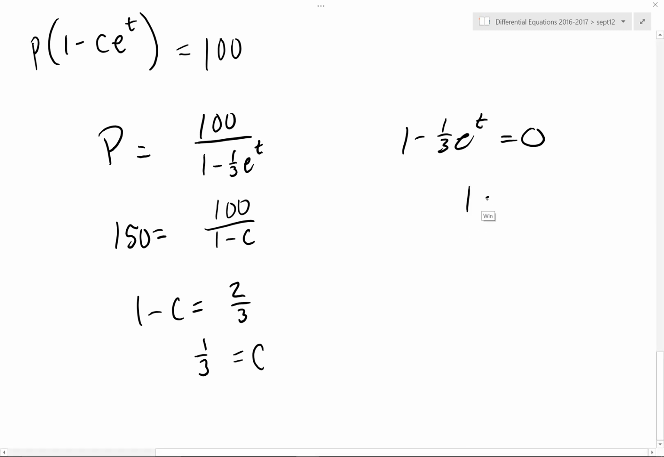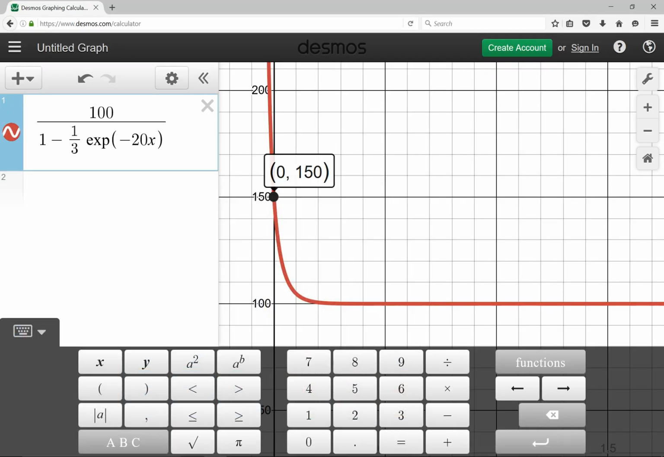So 1 is equal to 1/3 e to the t. 3 equals e to the t. t is equal to the ln of 3. Whatever that is. What is ln of 3 on your calculator? It's like 1.1. No, it's not. 1.098. So if this is in years, in 1.09 years, we are going to have a problem. Okay, that's doomsday. Now, let's graph this thing.